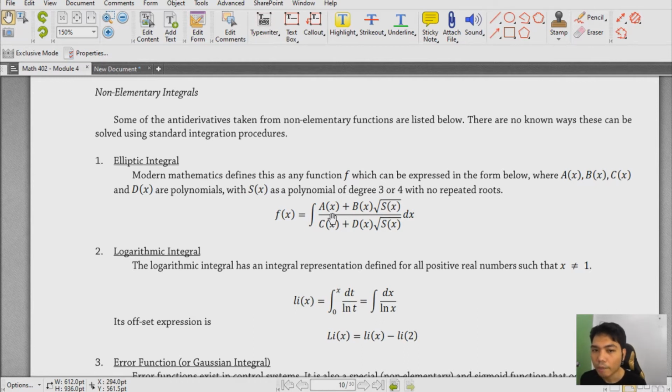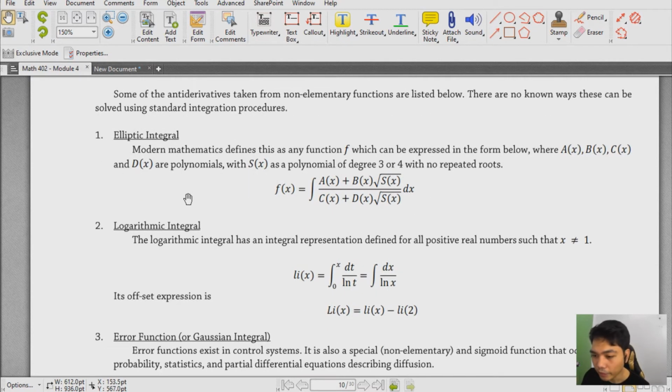So therefore, meron tayong mga notations na ginagamit for the non-elementary integrals. So we start with this elliptic integral. Elliptic integrals exist in the polynomial functions. So ito, we have a function f of x is equal to a of x plus b of x and then the square root of s of x and then divided by c of x plus d of x and then square root of s of x. So ibig sabihin itong s of x na to, it is a polynomial of degree 3 or 4 with no repeated roots. So for example, meron kang certain polynomial.